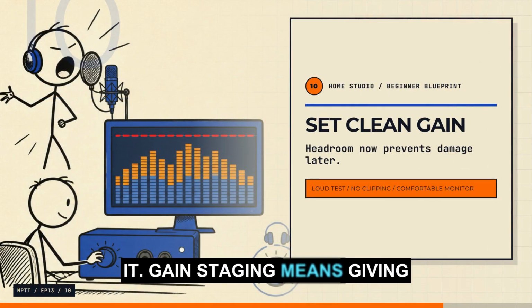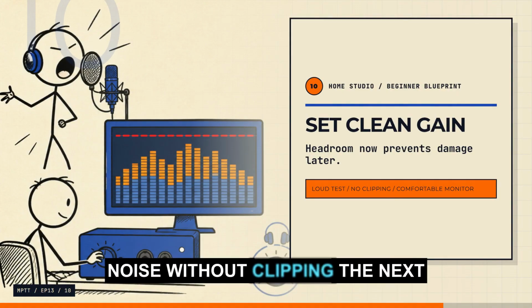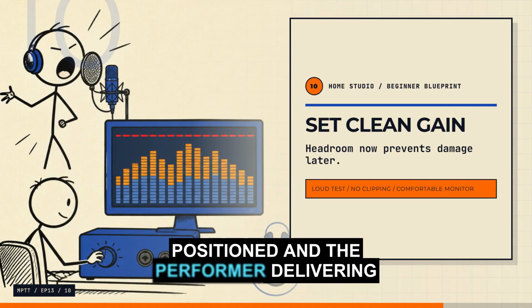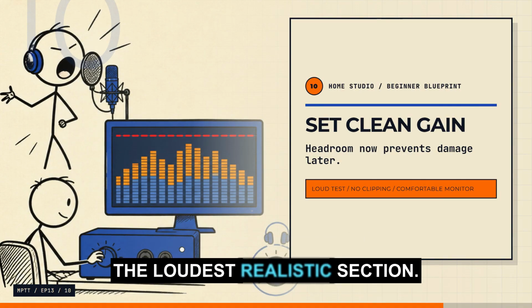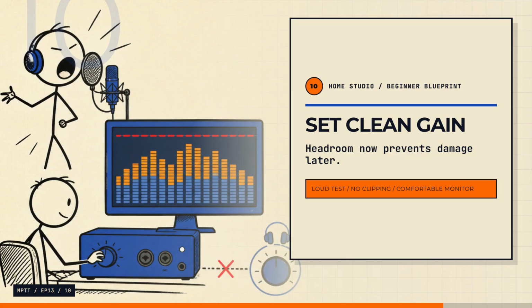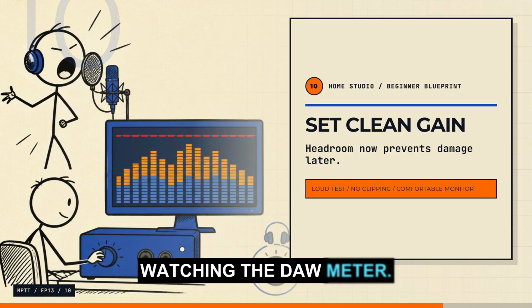Gain staging means giving the signal enough level to stay clearly above noise without clipping the next stage. Begin with the microphone positioned and the performer delivering the loudest realistic section. Set the microphone or instrument input correctly, arm the track, and raise interface gain while watching the door meter.